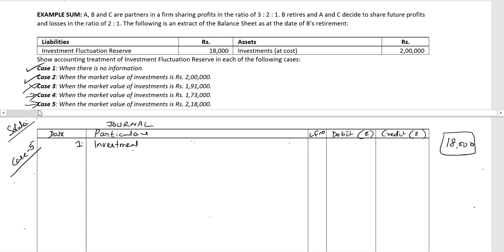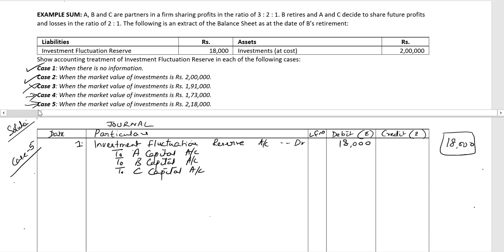Investment fluctuation reserve account debit 18,000 rupees to A capital account, to B capital account, to C capital account. 18,000 IFR in OPSR 3:2:1, 9,000 rupees against partner A, 6,000 against partner B, and 3,000 rupees against partner C, being IFR distributed.